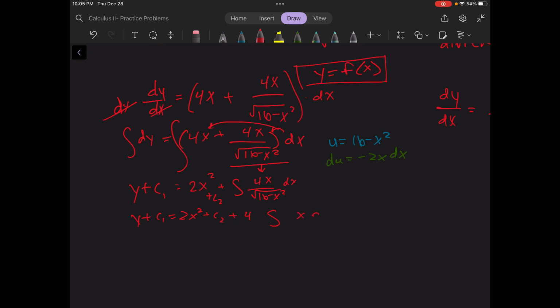That's going to leave us with an x dx over the square root of, let's just put in u now. And notice that we have x dx, but we're just missing this negative 2. So let's just put it there and account for that with a negative 1/2 out front like we did in the other examples. So now we can rewrite this as 2x squared plus c2 plus, now what does 4 and negative 1/2 make? Well, that makes negative 2 integrals of du over the square root of u.